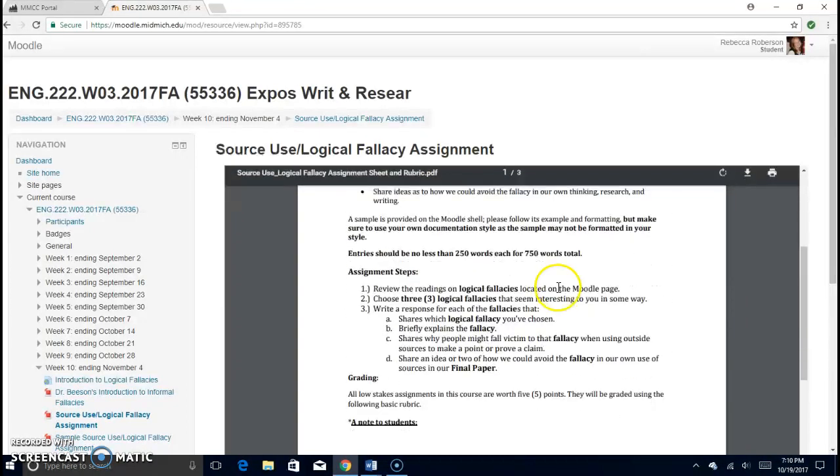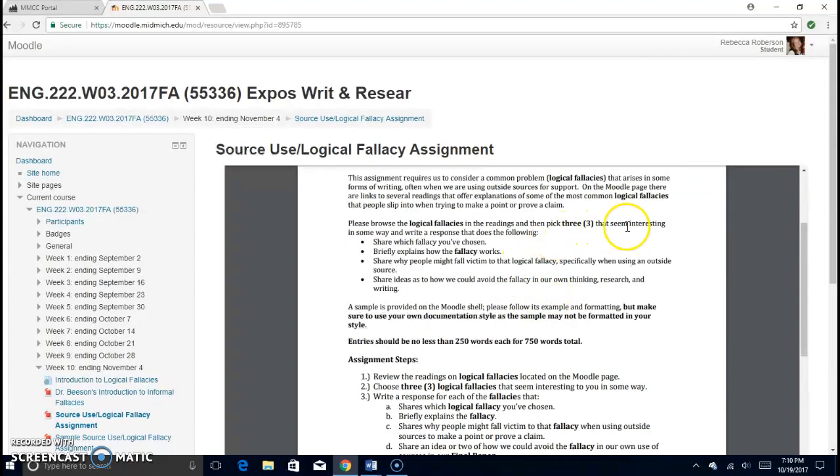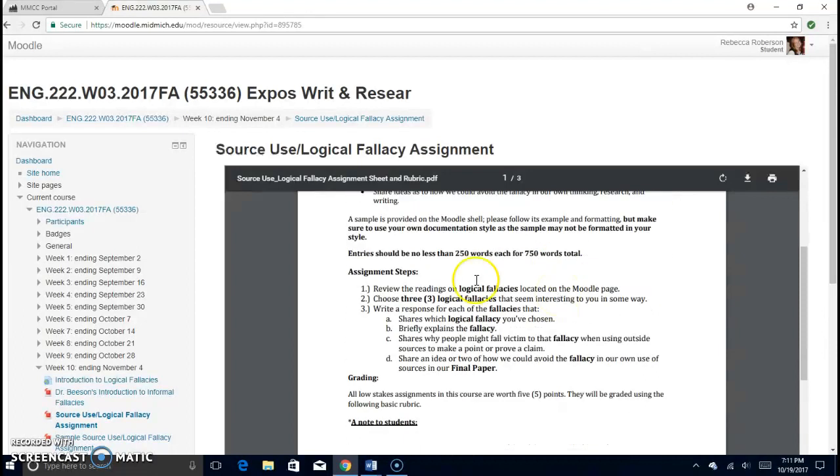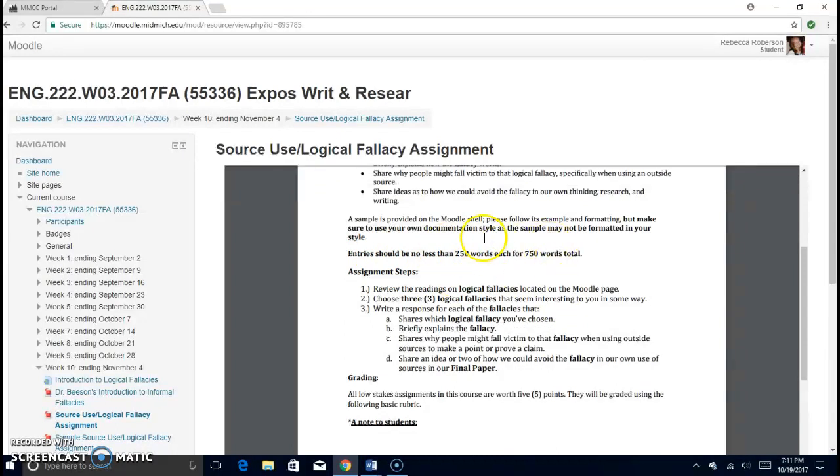Okay? So once you've read through the readings, you're going to choose 3 logical fallacies that seem interesting to you in some way, and you'll write a response that does the following. You want to share the fallacy you've chosen. You want to explain briefly how the fallacy works so that I understand that you know what you've read. You're then going to share why people might fall into that logical fallacy, specifically when they're using an outside source, and I'll show you what I mean by that in the sample assignment here in a couple minutes. You're then going to share ideas as to how we could avoid the fallacy in our own thinking, research, and writing. Each entry should be no less than 250 words, or 750 words total for the assignment.